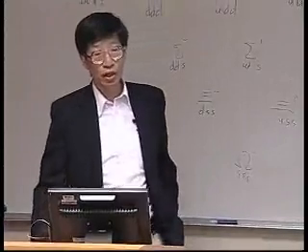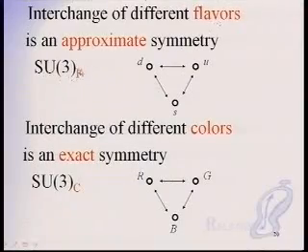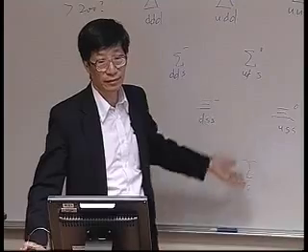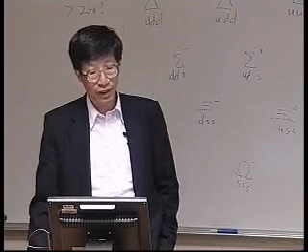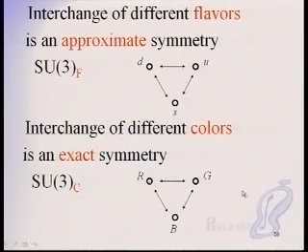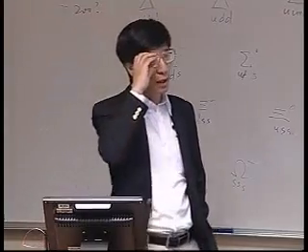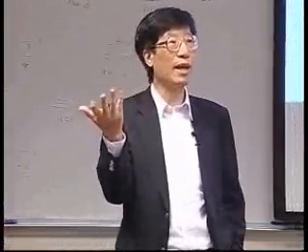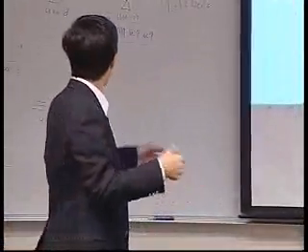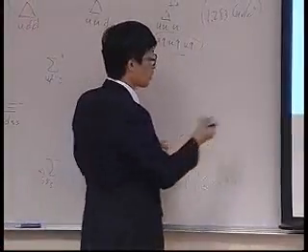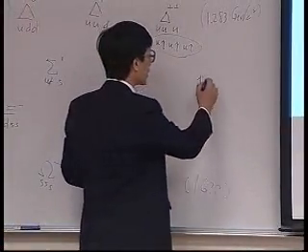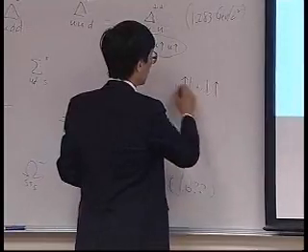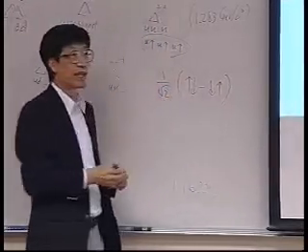Now, interchange of different flavors, the SU3 of flavor, is an approximate symmetry. This is what I have discussed here. But the interchange of different colors, that is interchange of red, green, and blue, is an exact symmetry. And in fact, the world has to be a color singlet. This is a dynamical rule. Singlet means it always combines like this one. Go back to the case of spin. If you have 2 spins, then you can combine into this one, which is a spin singlet.